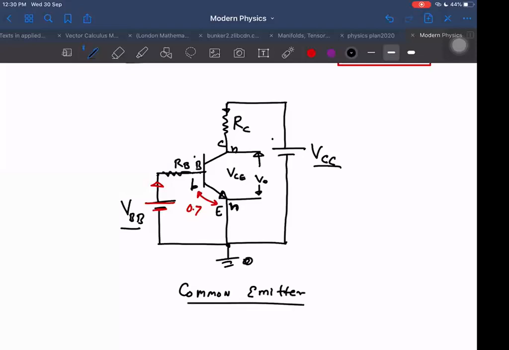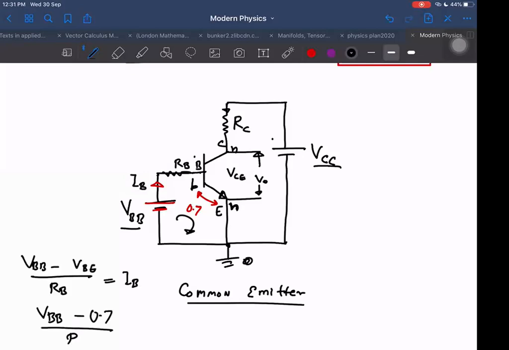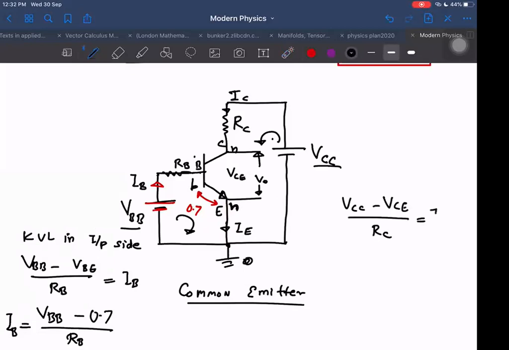What is IB in this? If I use KVL in the input side, then IB is VB minus 0.6, that is VBE, divided by RB. If I take KVL in the output circuit side, this side, what will I get? And this is IC. On the collector side, VCC minus RC times IC is equal to VCE.